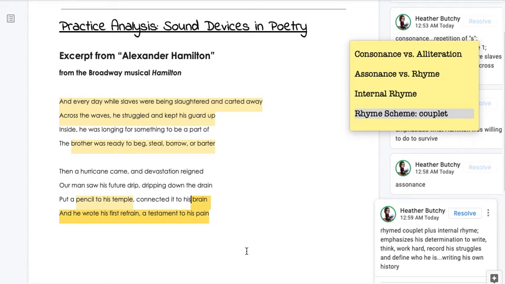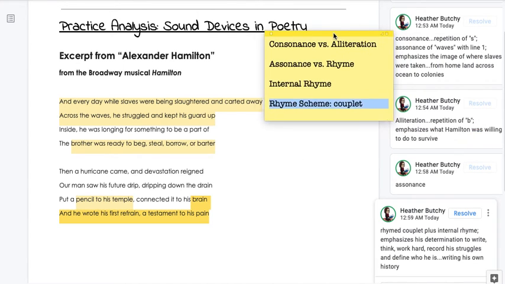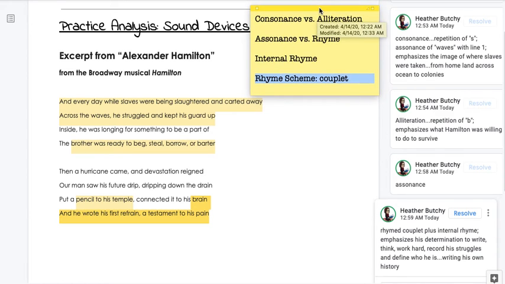I know this one was a little bit longer than the one from a couple of weeks ago, but I wanted to give you guys something strong to work with. So, all right, feel free to come back and look at this at any given time. Again, this is what you're focusing on: consonants versus alliteration, assonance versus rhyme, internal rhyme, and rhyme scheme, specifically with couplet.